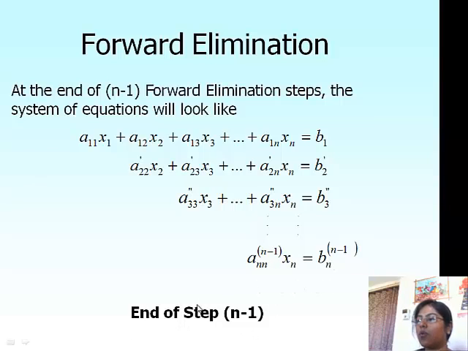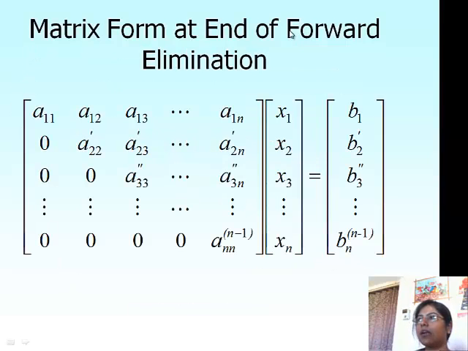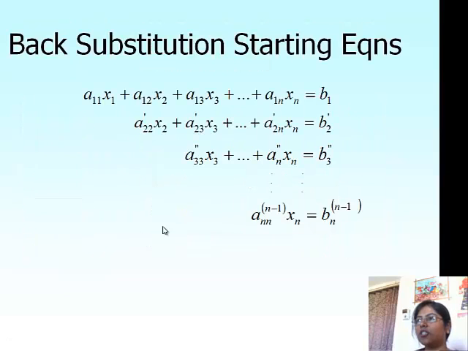After the end of step n minus 1, the matrix at the end of forward elimination comes out like this. If we compare with the initial matrix, this is our A matrix which consists of all the coefficients, this is the X matrix, and this is the C matrix. You can see that we have got a number of zeros here in the form of a triangle. So we call this matrix a triangularized matrix. After triangularization we apply back substitution.